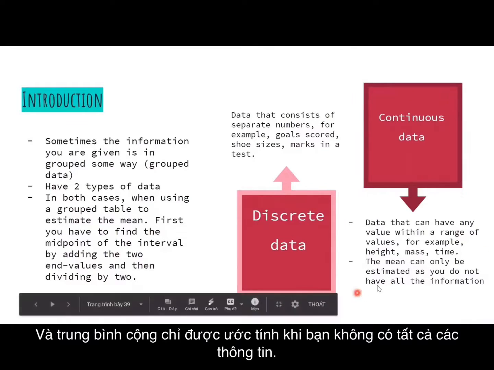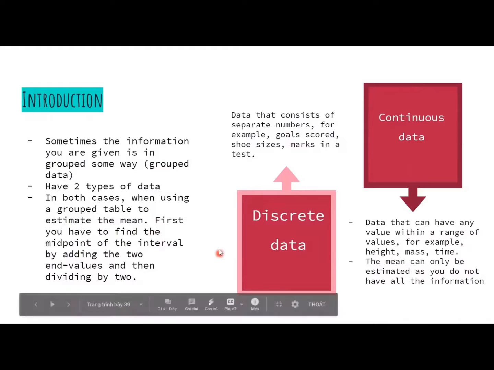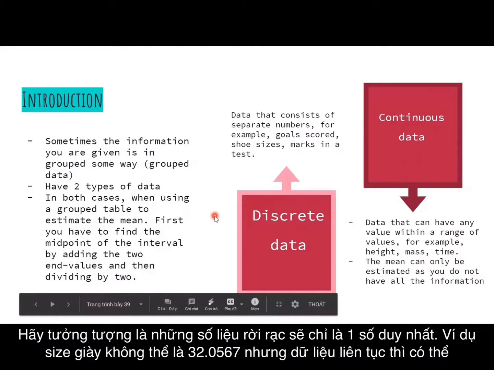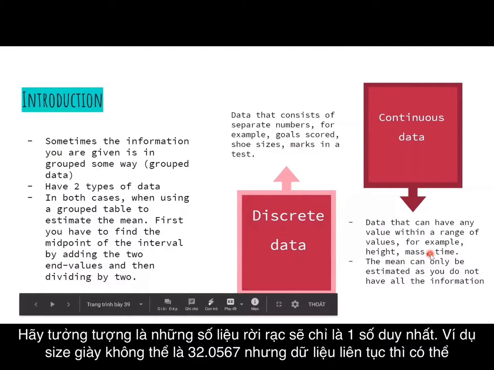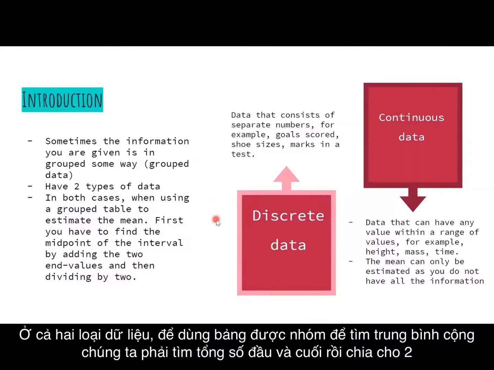And the mean can only be estimated as you do not have all the information. You can imagine that discrete data is like shoe sizes, where you cannot have 32.0567, but in continuous data, you can have it because it can have any value within a range of values. In both cases, when you are using grouped data to estimate the mean, you have to find the midpoint of the interval by adding the 2 end values and then dividing by 2.